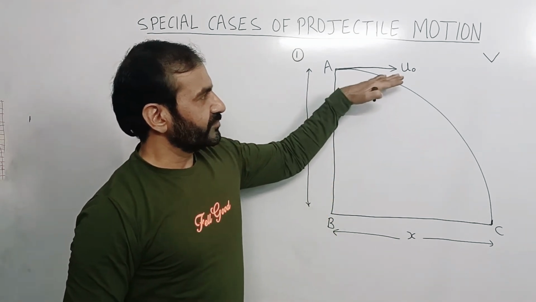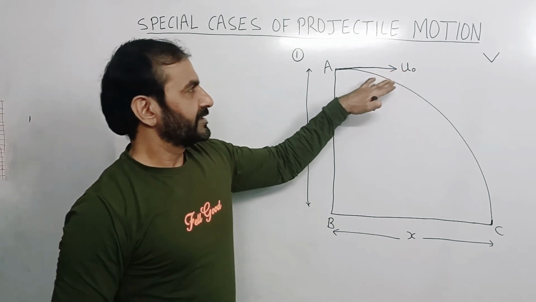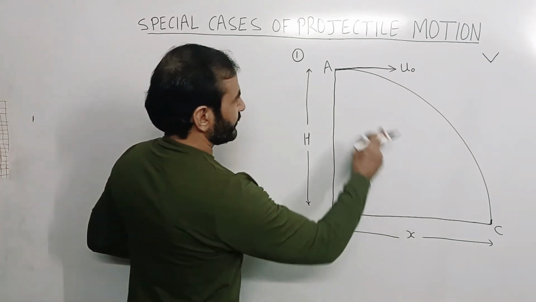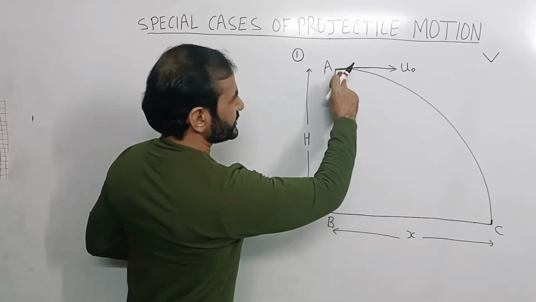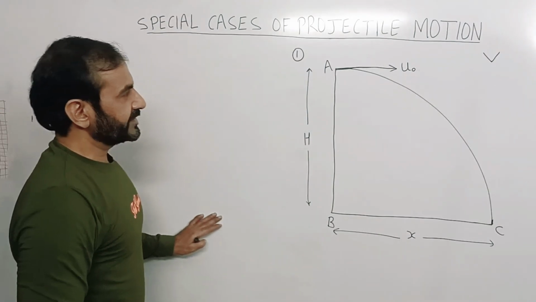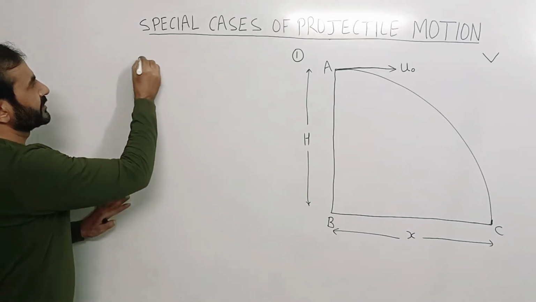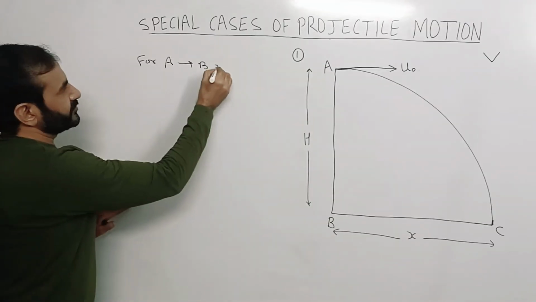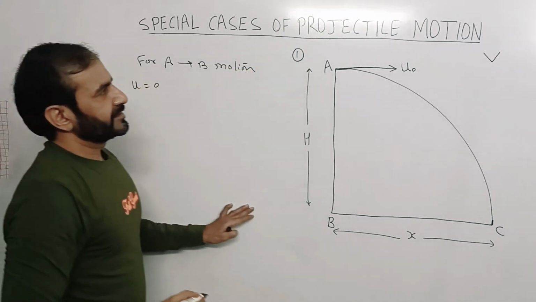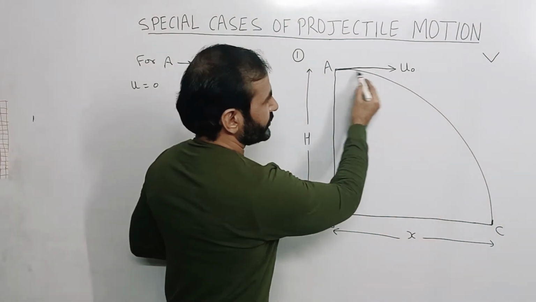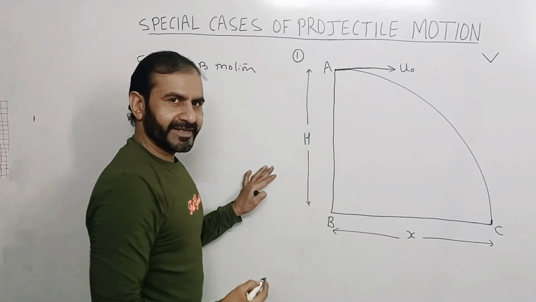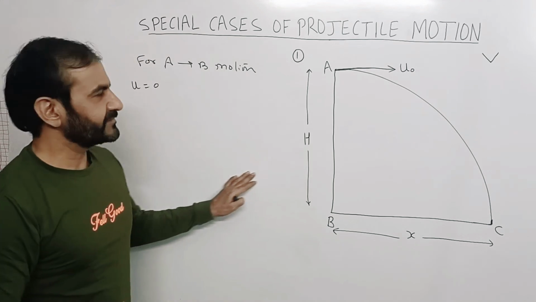And in horizontal motion, there will be no change in velocity. We can keep in mind that the time taken to reach C when thrown from A is the same as when the body is dropped from A and reaches B. So we will consider AB motion. For A to B motion, what will be u? 0. Why? Because the whole velocity at A is given horizontal, there is no vertical velocity at that instant when it is thrown from A. That's why the vertical initial velocity is 0.